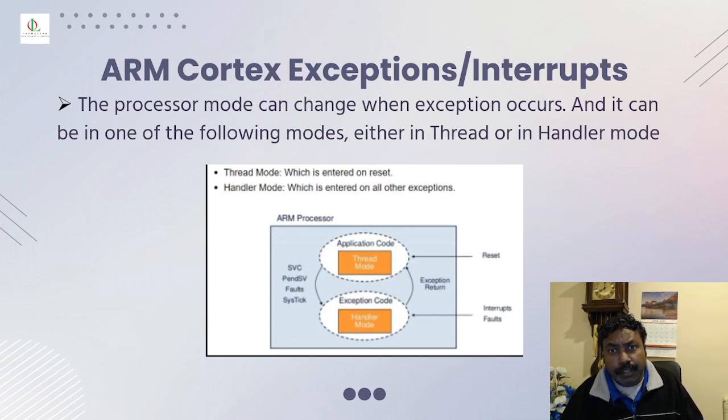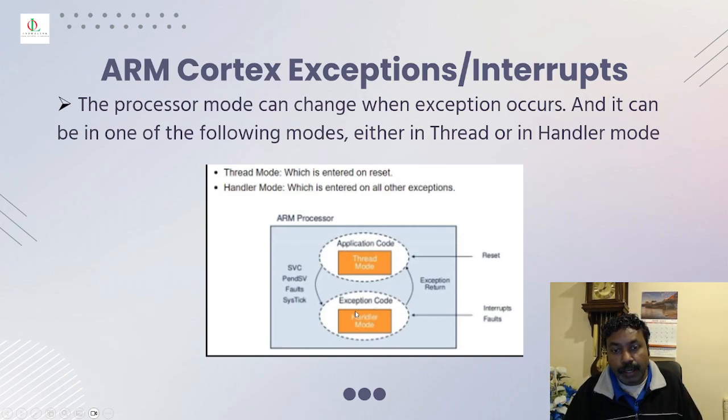In ARM Cortex, there are 82 interrupts as you know, and 15 exceptions. This particular STM32F411 has only 82 interrupts, but in general the ARM Cortex-M4 can handle up to 240 interrupts. The processor mode can change when an exception occurs, and it can be in one of the following modes. It will be in thread mode, the normal mode, and whenever an event occurs, it changes to execute the handler, and therefore it will be in handler mode. Thread mode is entered on reset, but handler mode is entered on all other exceptions.